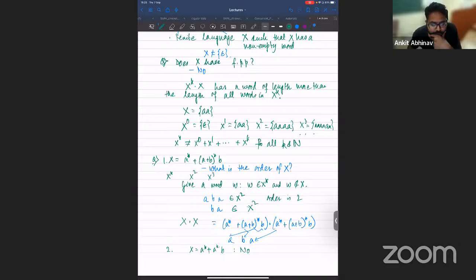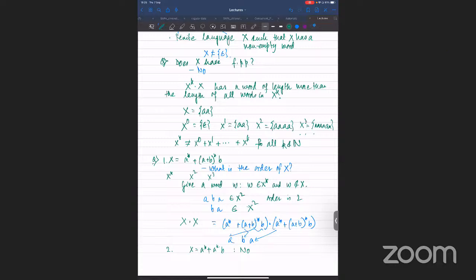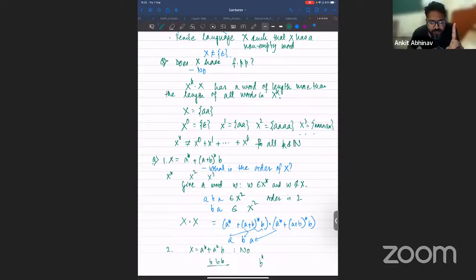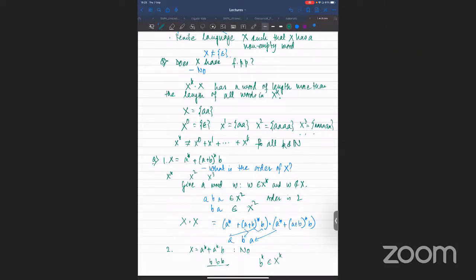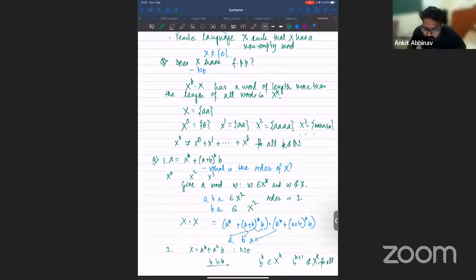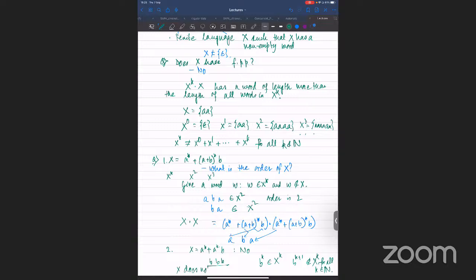How do we know? Because you can see that you can consider words which can have an arbitrary number of B's, right? So for B to the k I can construct X dot X dot X dot X. So B^k belongs to X^k, but B^(k+1) does not belong to X^k for all k, right? Hence X does not have FPP.